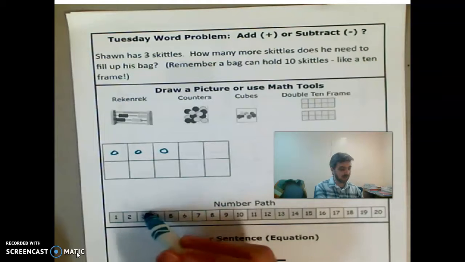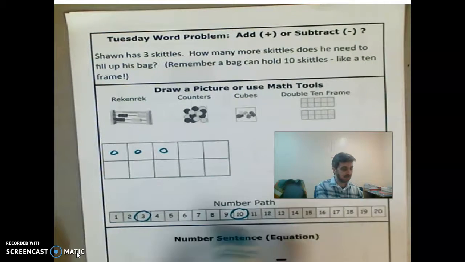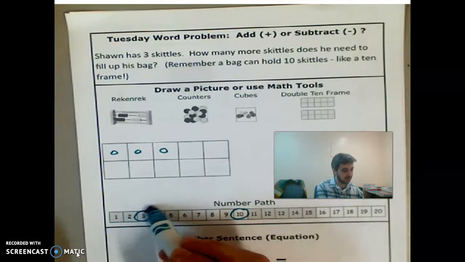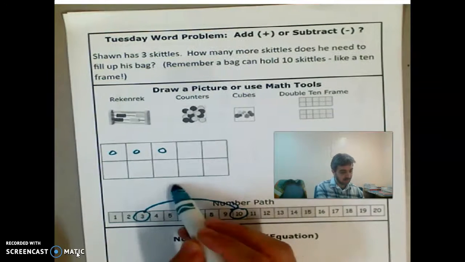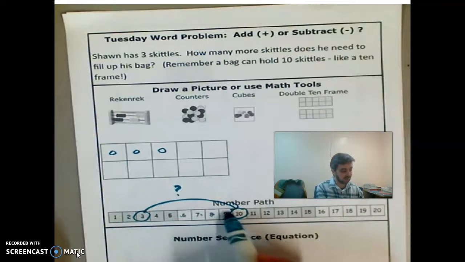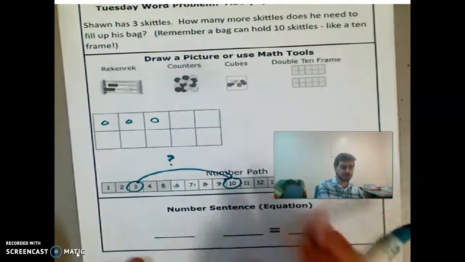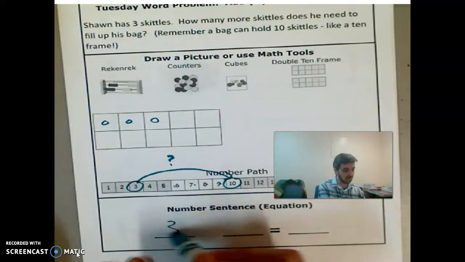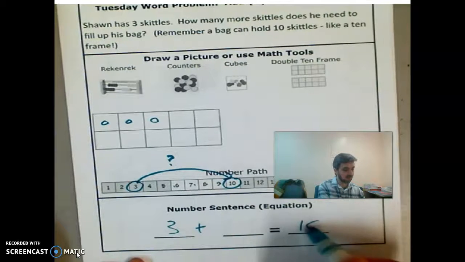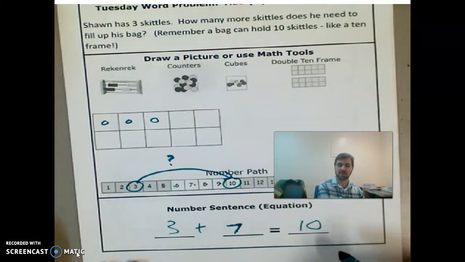If you're on a number path, and you already have 3, and you're trying to get to 10, how far up do you have to jump to get to 10? Looks like you have to jump 1, 2, 3, 4, 5, 6, 7. Same thing, 7. So my number sentence really starts off as 3 plus something equals 10, and then this question mark becomes 7 when we figure it out. So 3 plus 7 equals 10.